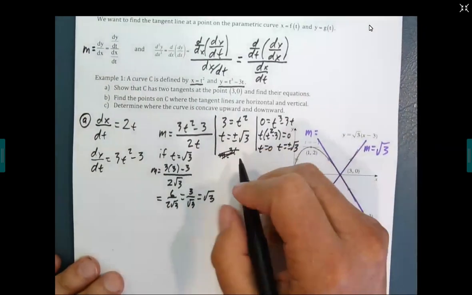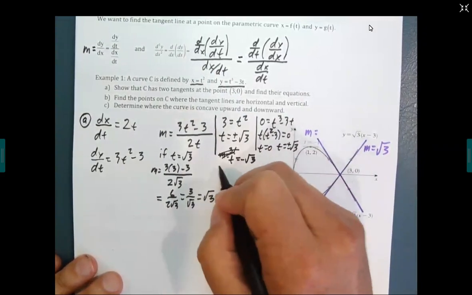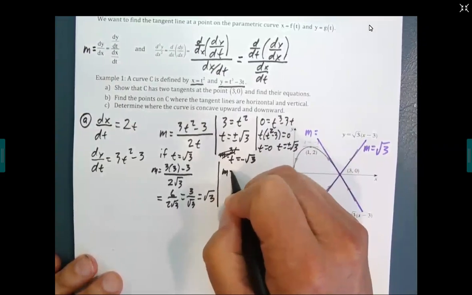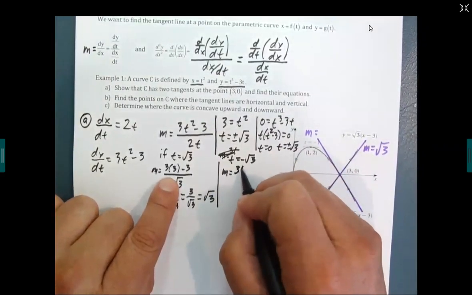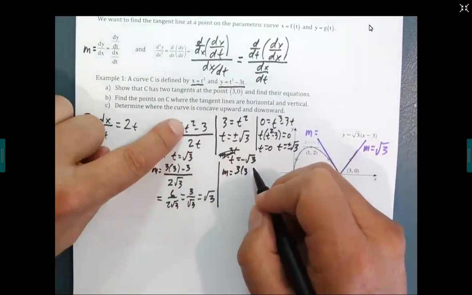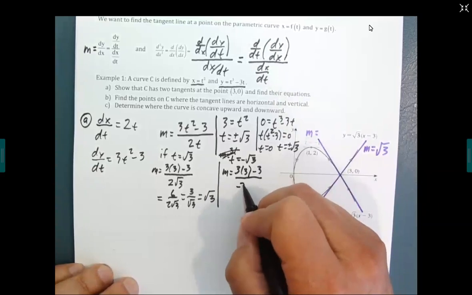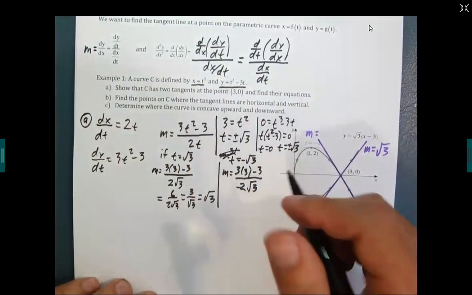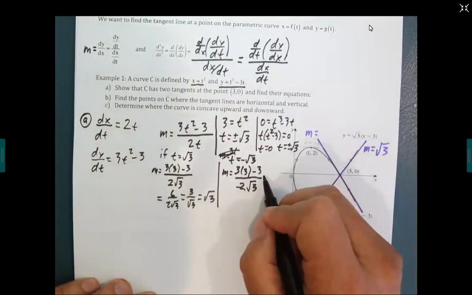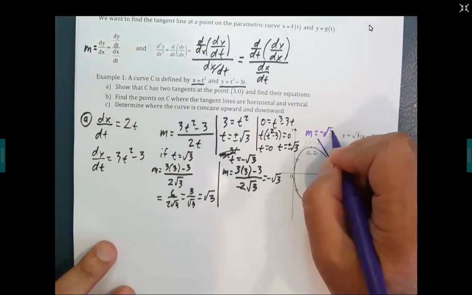And let's see what we get if t is equal to negative root 3. Let's see what that slope becomes. Squaring the negative root 3 is still just going to give me 3 times 3 up here, minus 3, and then over negative 2 root 3 when I plug in that t, the negative there. And using the same simplification process, we end up with negative root 3 as our slope there. So our slope for this line is negative root 3.